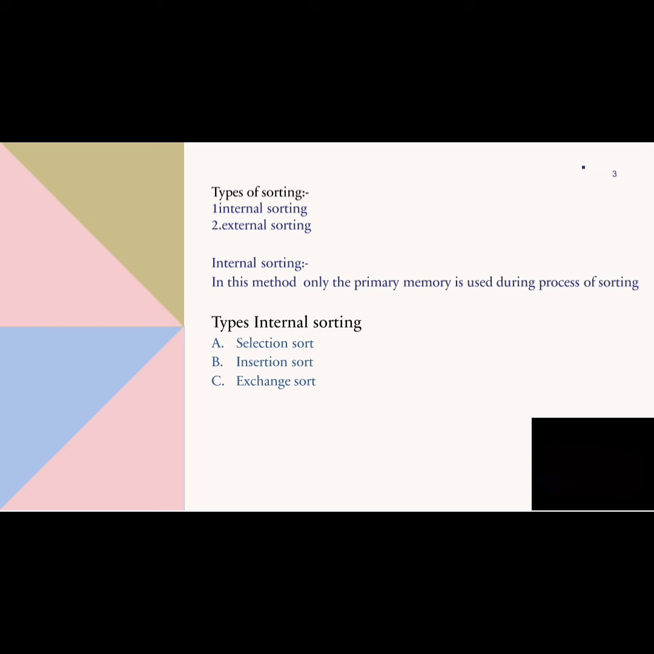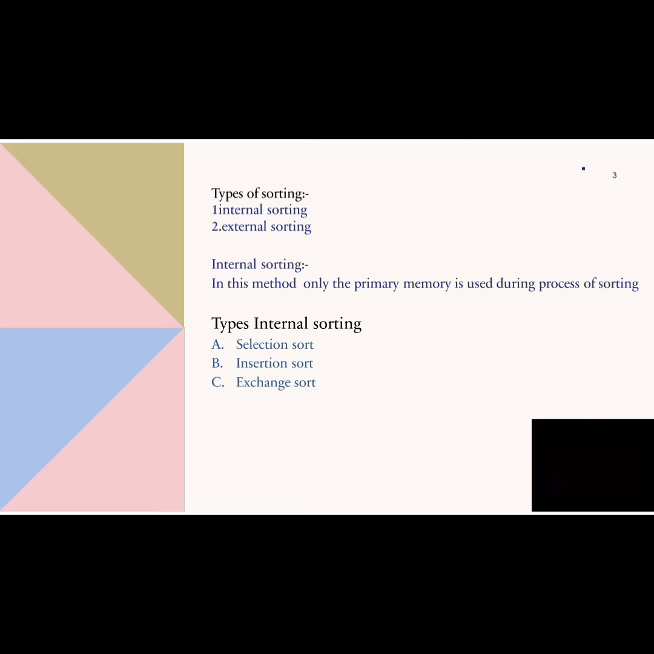Types of sorting. There are two types of sorting. First is internal sorting and next is external sorting. Internal sorting: in this method, only the primary memory is used during the process of sorting, and the main memory is used to store all the data items, and there is no need of any secondary memory for this sorting process. When all the data to be sorted can be accommodated in the memory at a time, then the sorting is known as internal sorting.